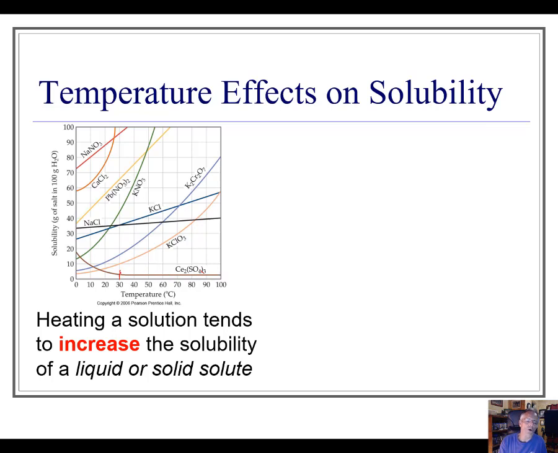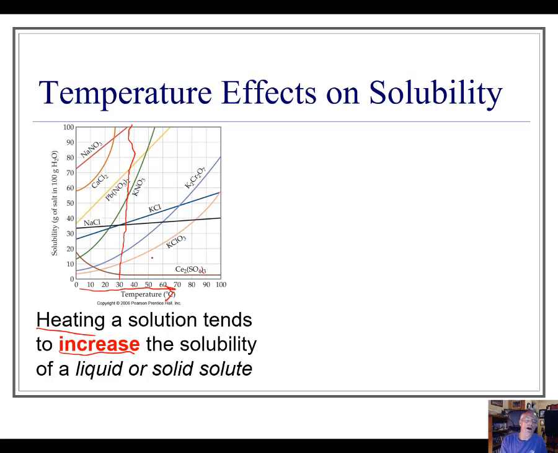But all the other salts, potassium chlorate, potassium dichromate, sodium chloride, potassium nitrate, lead 2 nitrate, and so on, all these other salts become more soluble. The solubility increases as the temperature increases. As we head in this direction temperature-wise, the solubility of that salt increases.